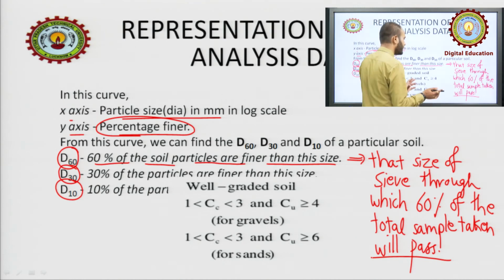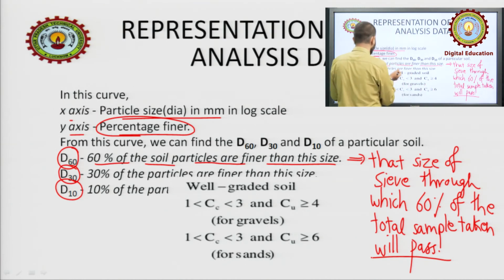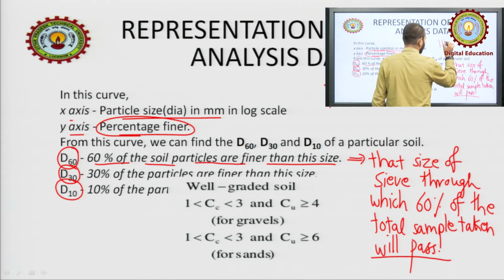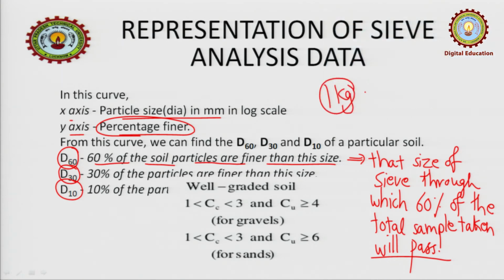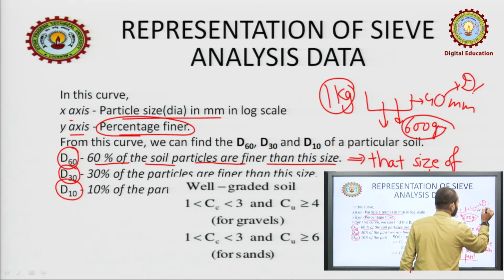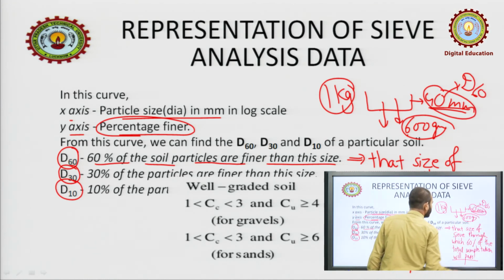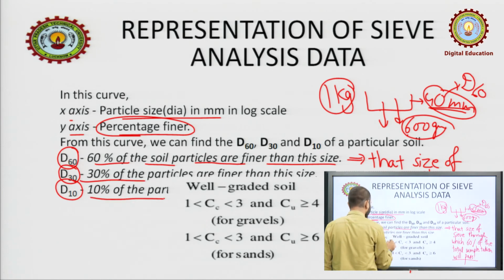This is the final thing actually, means suppose you have 1 kg of soil, from that sieve, suppose this is the size, let us say 40 sieve size. If from this sieve 600 grams of the soil passes, then this is our D60. This is the D60, not this. This size of the sieve is the D60. Similarly, D30 and D10. Now I think you have understood.